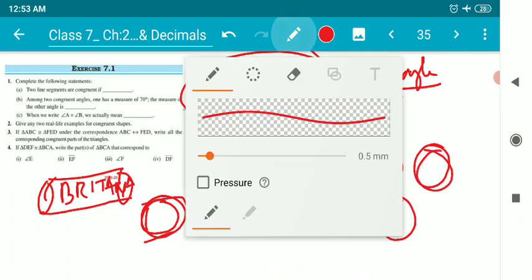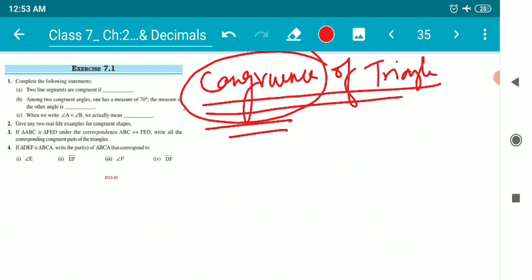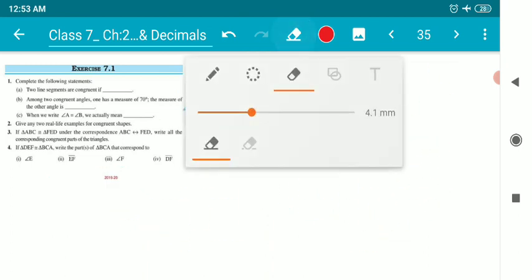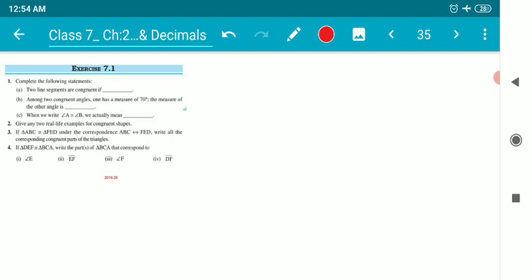All right. More examples I can give. Suppose, children, I have two cell phones of the same brand and same model. If I need a back cover, can the back cover of another brand's mobile phone fit into it? Of course not. I need the back cover of that brand only. So what does it mean? The two cell phones are congruent objects.